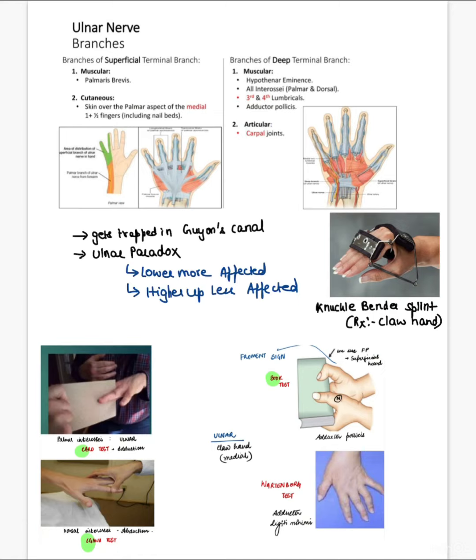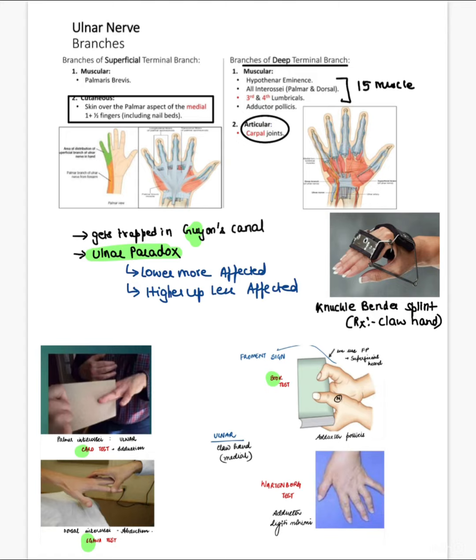Now, what is the cutaneous supply of this ulnar nerve, guys? This ulnar nerve lies medially, so it supplies the medial 1.5 digits. This is again important. Then there are branches of the deep terminal branch, and we have already read about the 15 muscles that it supplies. It also supplies the carpal joint. This ulnar nerve can get trapped in Guyon's canal, U for ulnar, remember.